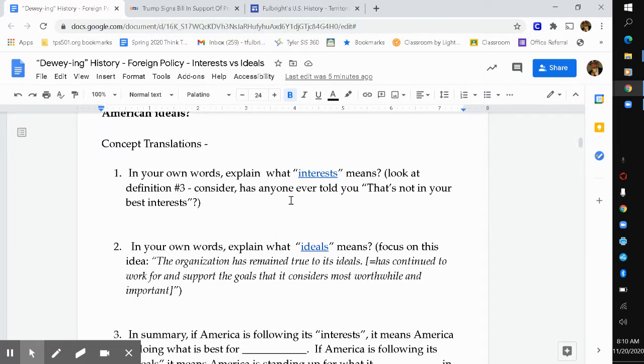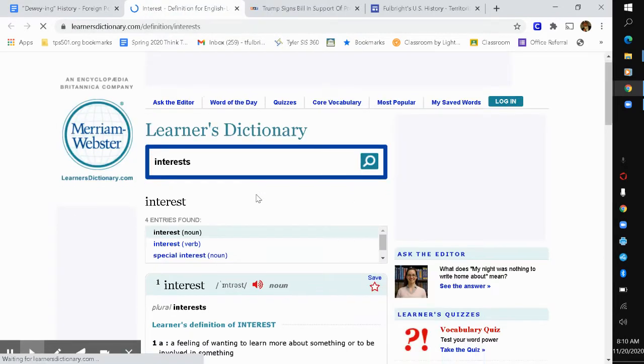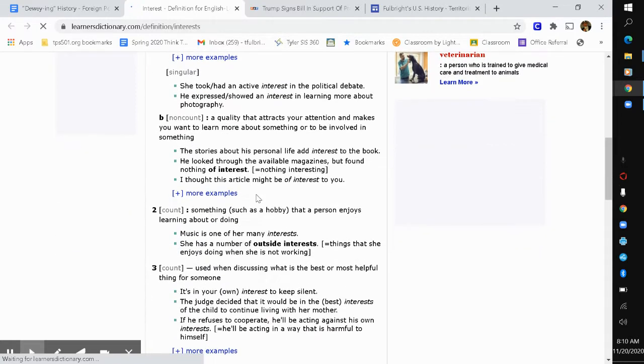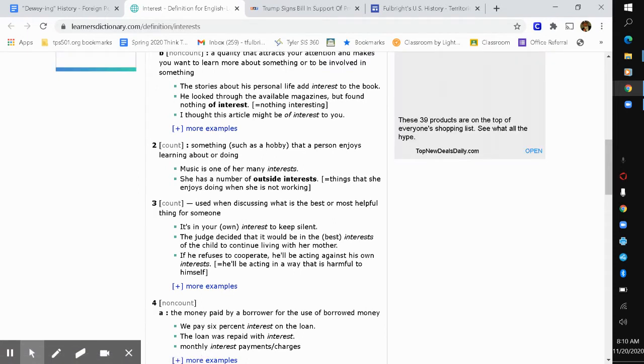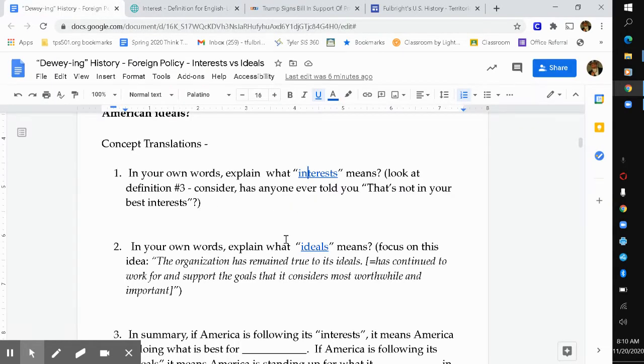So in your own words, you're going to need to explain what interest means. We're going to look at the third definition. Used when discussing what is best or most helpful thing for someone. It's in your own interest to keep silent. Has anyone ever told you you shouldn't do that because it's not in your best interest? Tell me what interest means.